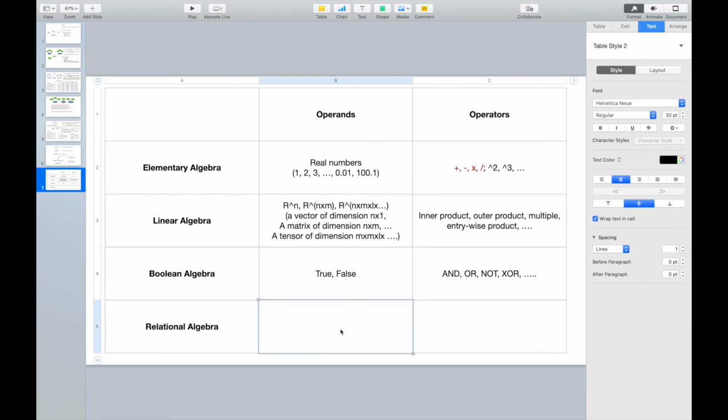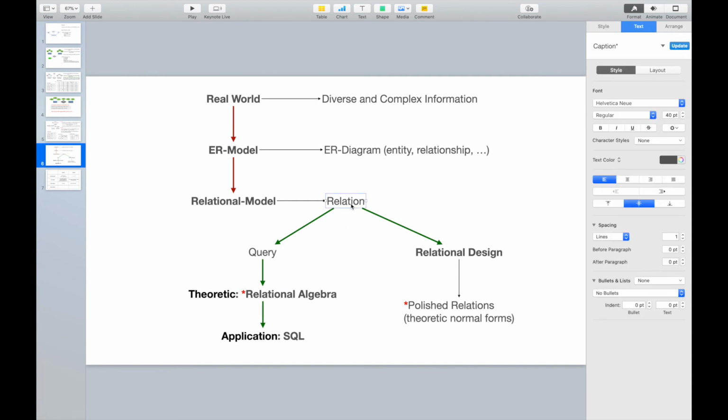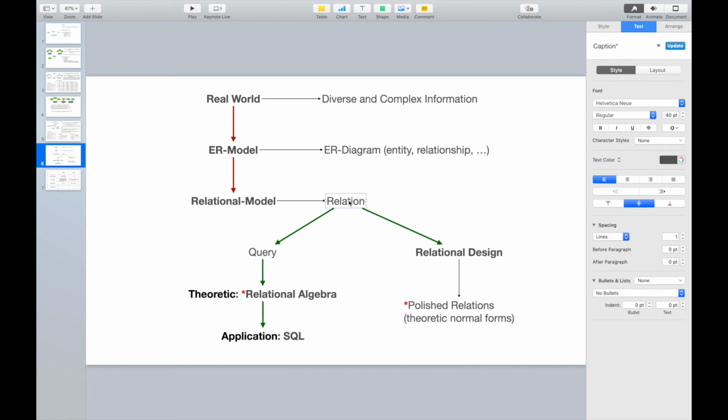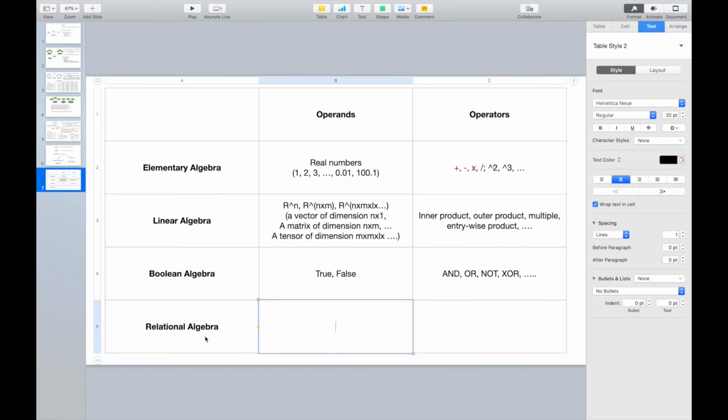Then let's come to the relational algebra. What are the operands? If you still remember the diagram I showed here, everything will be based on relations. That's the reason why we translate the diagram into relations. The relation will be the only foundation, or only basis, for the remaining sections. Therefore, for the relational algebra, we only have one single operand. It will be the relation. And how about the operators?